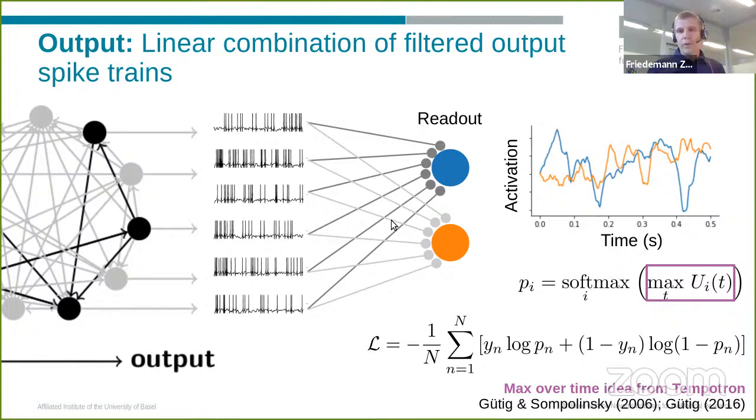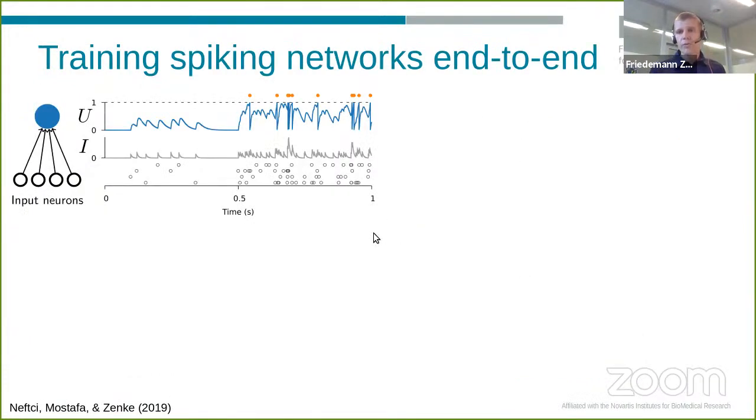How do we train the network now? Of course, we'd like to do gradient descent. Again, we would like to apply well-proven methods. And there are two things that you need to know, essentially. The first one is that spiking neurons themselves are essentially little recurrent neural networks by themselves.